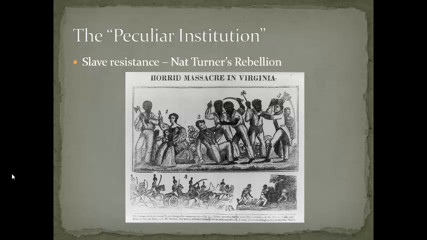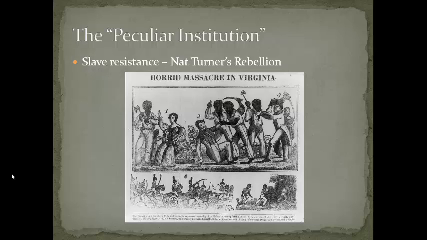The much more common form of resistance was simply being apathetic. And, you know, that makes sense, right? If you're not getting paid for your work, what incentive do you have to work harder? Now, unfortunately, that also led to the stereotype of slaves as being lazy. But they weren't being lazy. They just had no incentive to work. So that's the most common form of resistance, just passive resistance, just not working all that hard.